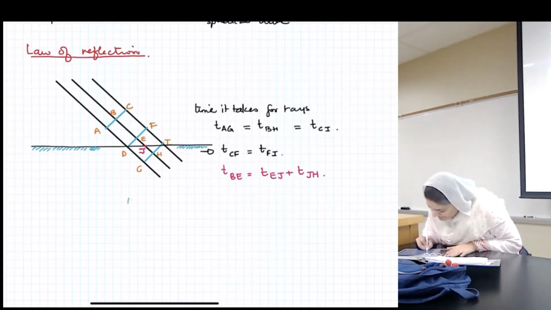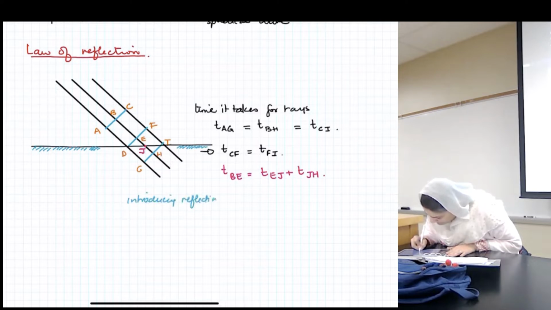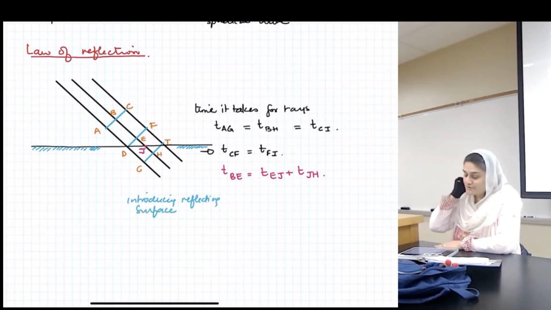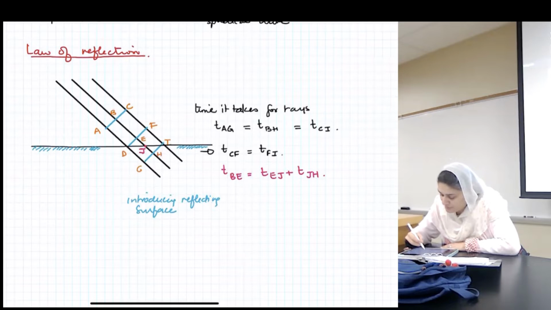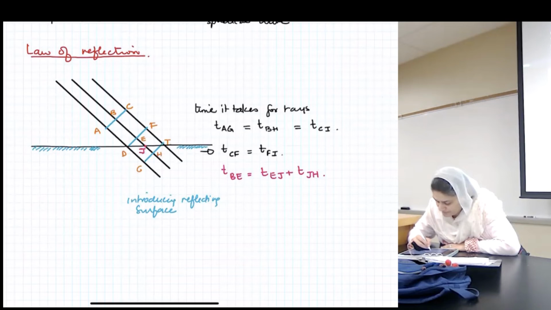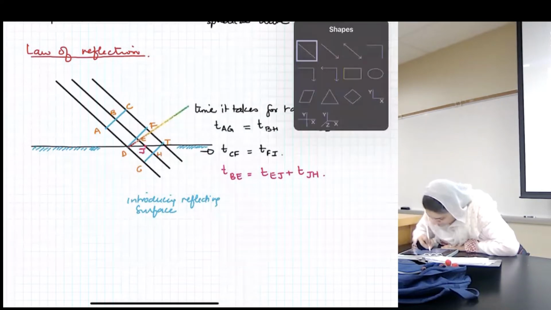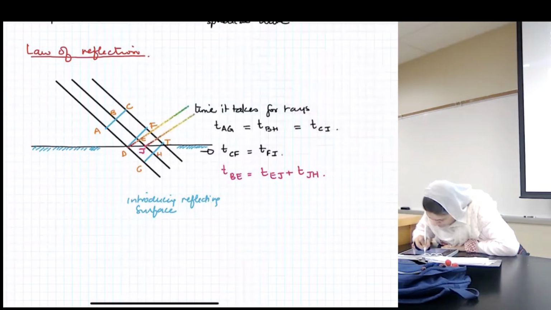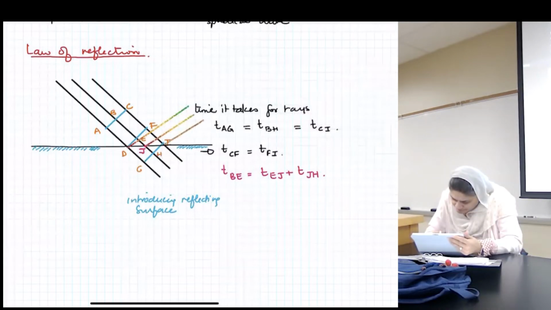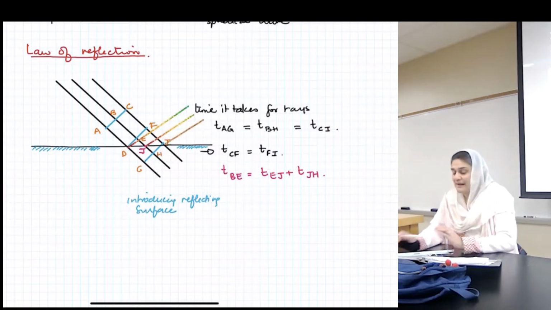Now we are introducing the reflecting surface. What will happen to these rays? These will be reflected back. So I'm going to try to draw these. So from point D, let me see if I can draw this carefully. So imagine that this is what happens.